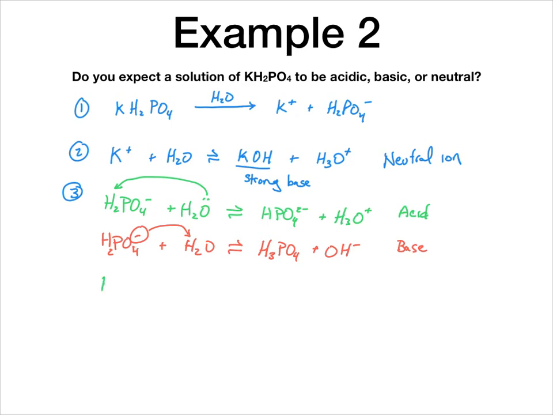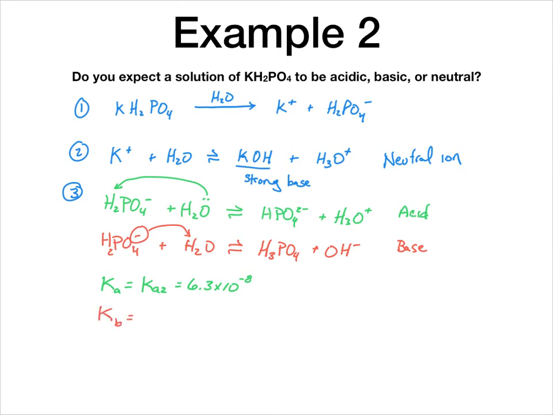To do that, I need to find the Ka of the acid reaction. This means that I have to use my table and look up phosphoric acid. This is going to be described by Ka2 because this is the phosphoric acid losing its second proton. And Ka2 for phosphoric acid is 6.3 times 10 to the minus 8.